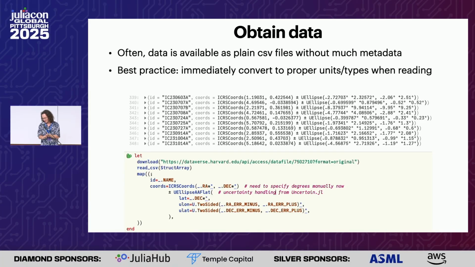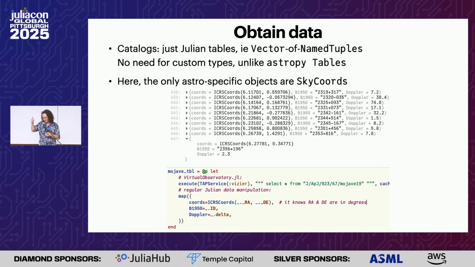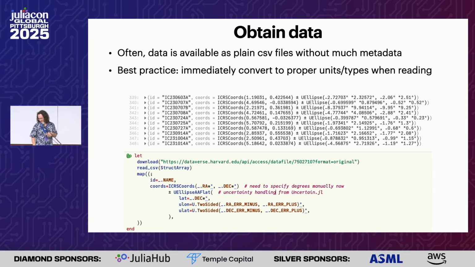Of course, sometimes you have catalogs as plain files. Oh yeah, and I forgot to say that with the Virtual Observatory you have the benefit that all units are automatically parsed correctly, so you don't need to care whether your coordinates are radians, degrees, seconds, or whatever, they always are correct. You need to be a little bit more careful when loading catalogs that are just plain CSV files. That is also very common, and I really encourage everyone to follow the best practice: immediately when you read a catalog or any other dataset, convert the values you need to proper units or types.